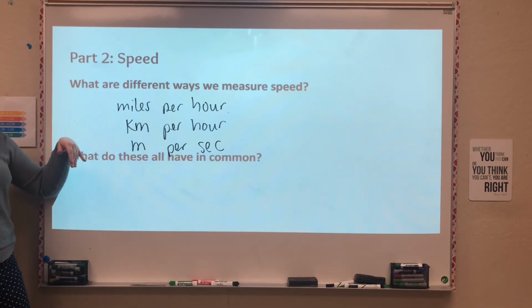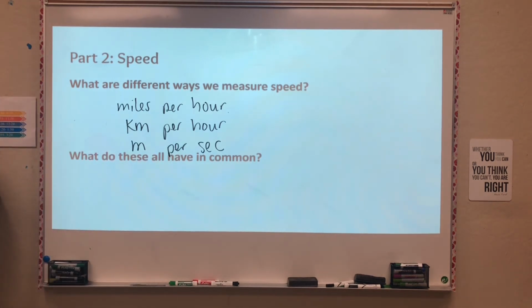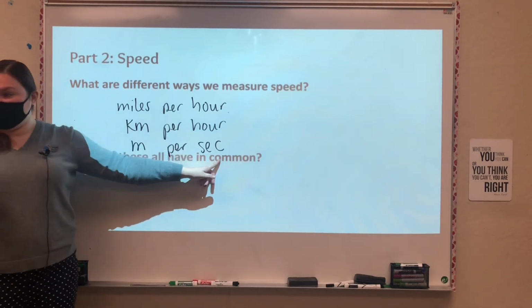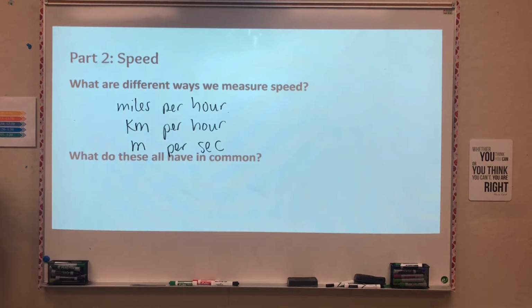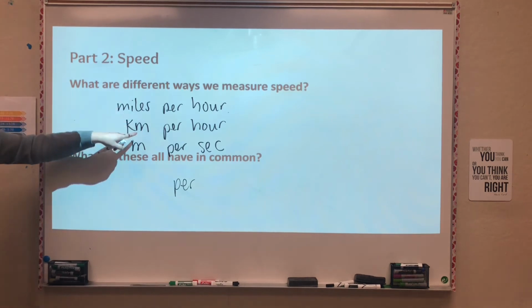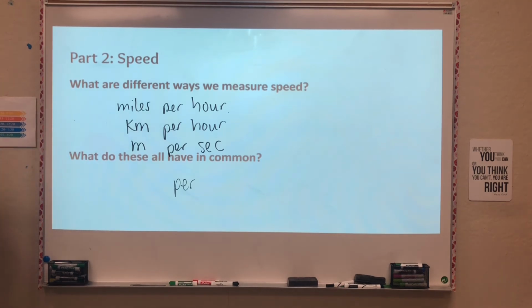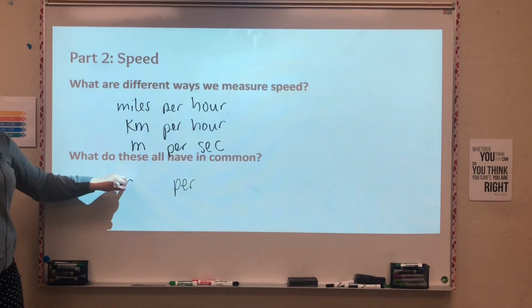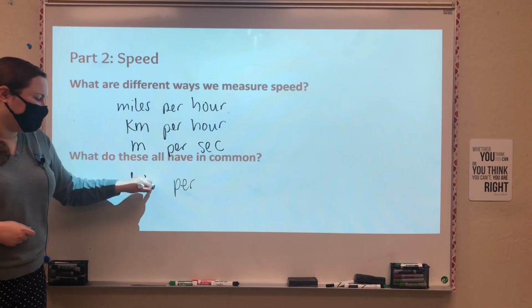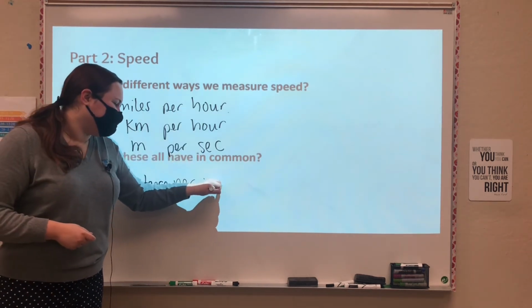I've got 3 examples down here. Do you see what all 3 of these have in common? Hour. No, because we got seconds here. They all have per in common. What do all these first ones have in common? Meters, miles, kilometers. What are all of those? Distance. Yeah, so we've got distance. And then this last one is time.